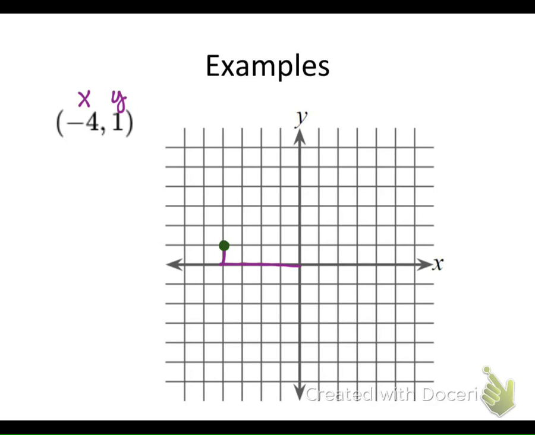So just a couple things to remember. When you move to the right on the x-axis, it's positive. When you move to the left on the x-axis, it's negative. When you move up on the y-axis, it's positive. And when you move down on the y-axis, it's negative. Okay?